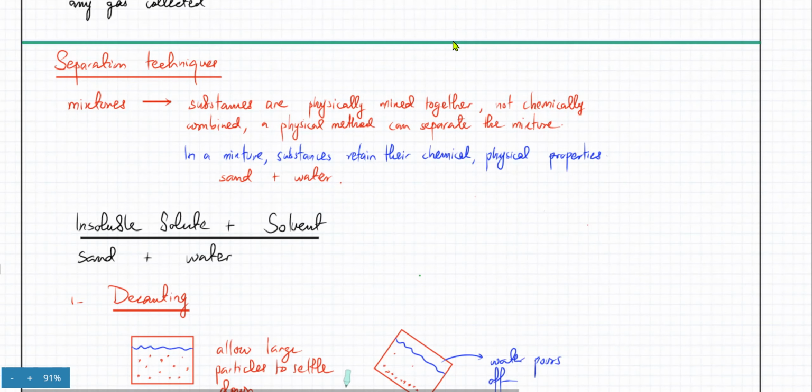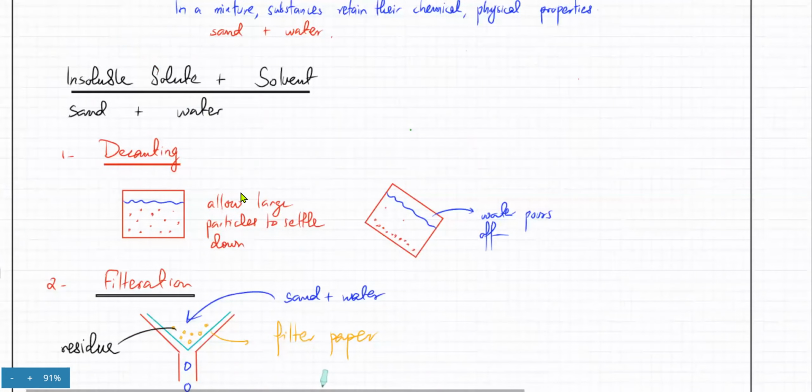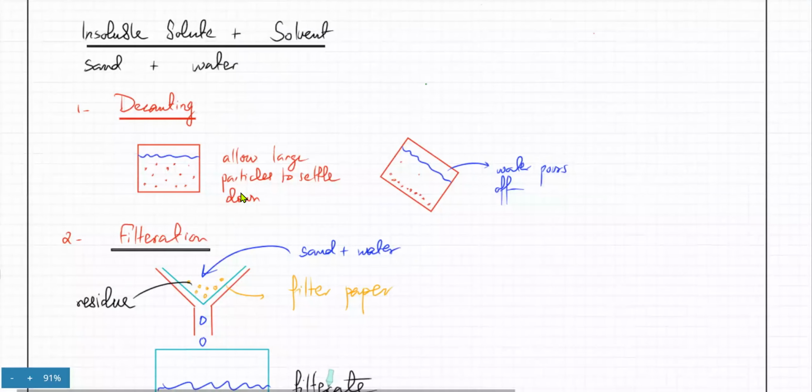So one example was sand and water. Even in a mixture, they retain their properties. Water is still water, sand is still sand, even if they are mixed together. So then we started off with the first mixture, which was an insoluble solid plus a solvent. An example was sand and water.